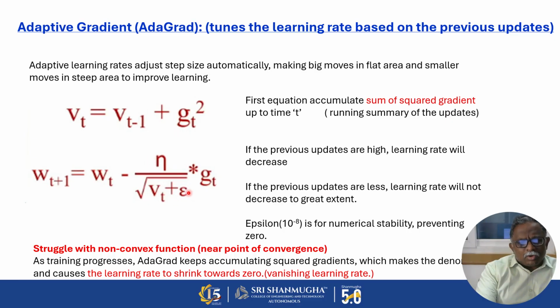Sometimes VT may be 0. In order to avoid such a situation, we add a small constant epsilon, of the order of 10 power minus 8, for numerical stability. When we go for many iterations, it accumulates the GT squared, the squared gradient, which makes the learning rate vanish. That is a disadvantage of adaptive gradient.